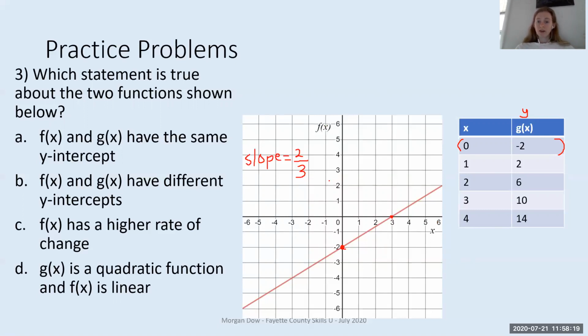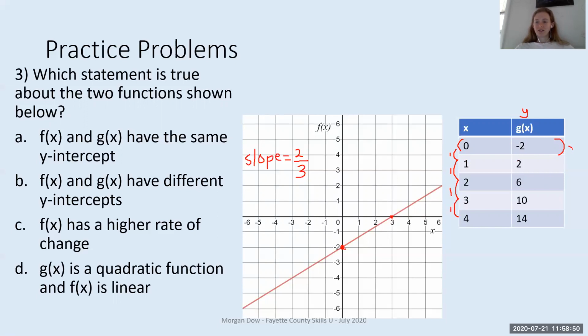So f of x had a y-intercept of -2. Looks like g of x also has a y-intercept of -2. And then let's also think about the slope here. So remember, change in y compared to change in x. So x is going from 0 to 1. That's a change of 1. From 1 to 2 is a change of 1. 2 to 3, I think I'm noticing a pattern here. 3 to 4 is a change of 1.